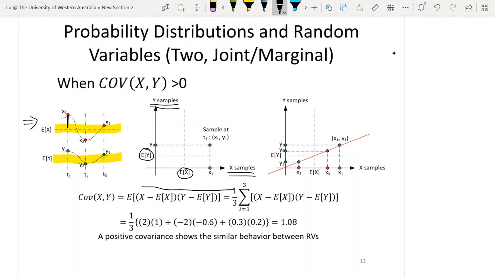Now along the horizontal axis, you can see I'm putting x1 here. So x1 is higher than the mean value of x. And for the y1 sample, I do the same thing. So y1 is higher than the mean value of y. Using this information, I'm able to put x1 and y1, these two samples, on the x and y axes. Then these two values x1, y1 define a sample, which is called the sample at T1.